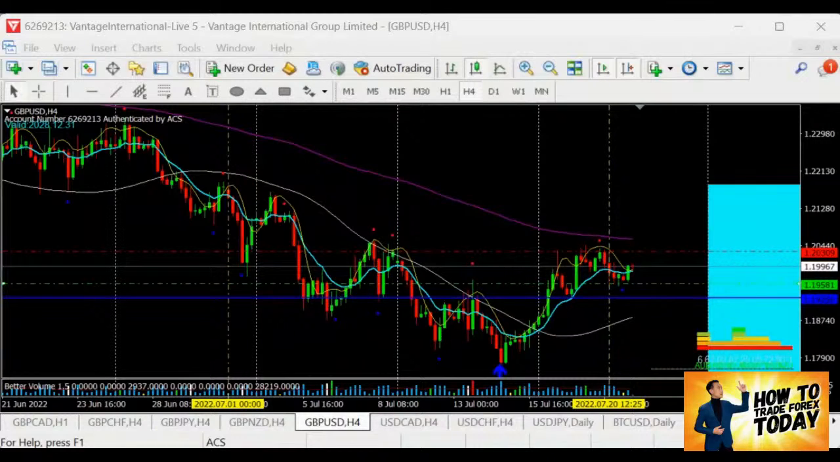So Euro Aussie, Pound CAD, Dollar CAD, and Dollar Franc. All these five currency pairs, I'll be looking out for selling. But of course, we need to wait for some currencies, for the resistance to be tested and the support to be broken.